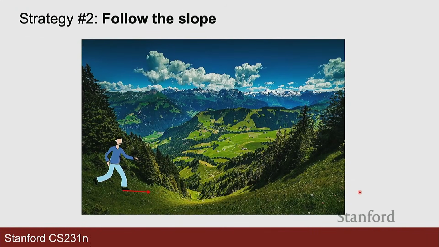Strategy number 2, which is sort of what I maybe explained a bit earlier, is this idea of following the slope. So for this, you can imagine you're blindfolded on the loss landscape and you're feeling the ground underneath you. And you're thinking, okay, which way is the slope of the earth pointing me? And I should walk in that direction at all times.